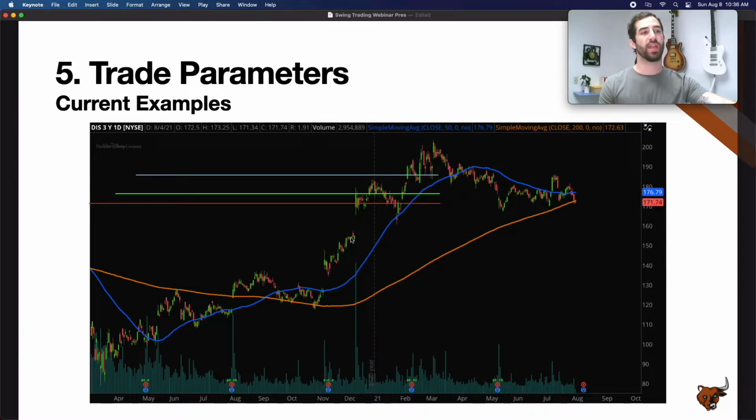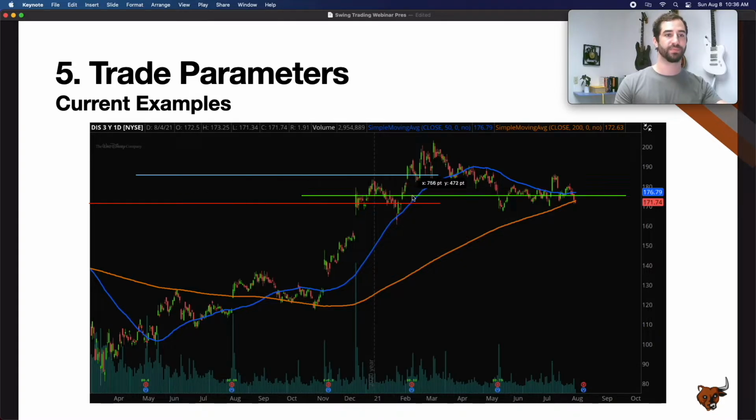Right now at the moment it's pulled back into the 200 MA. So if I were considering a trade here, I'd be considering a setup of a pullback into the 200 MA. The potential level that I'm able to buy right now is around 171.